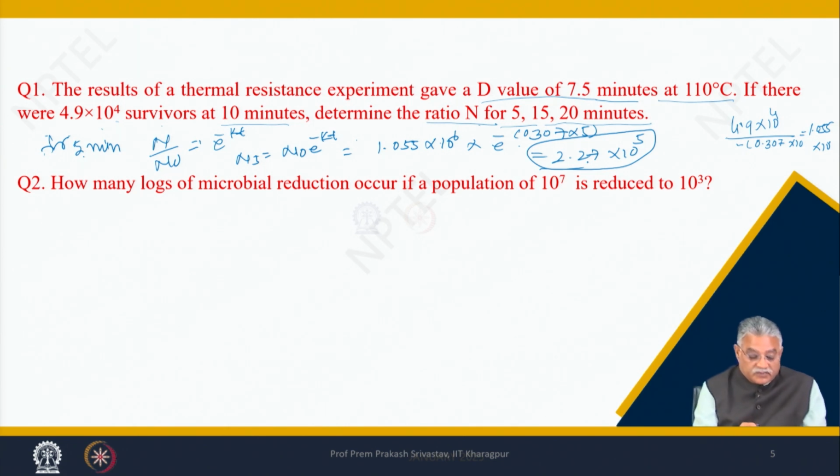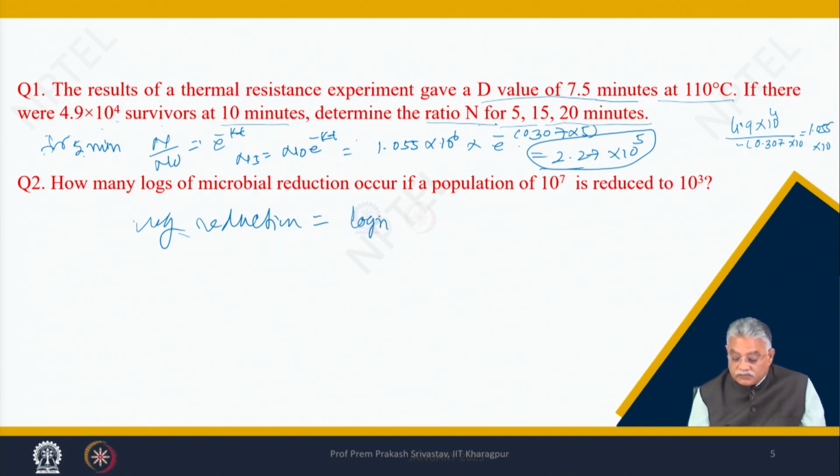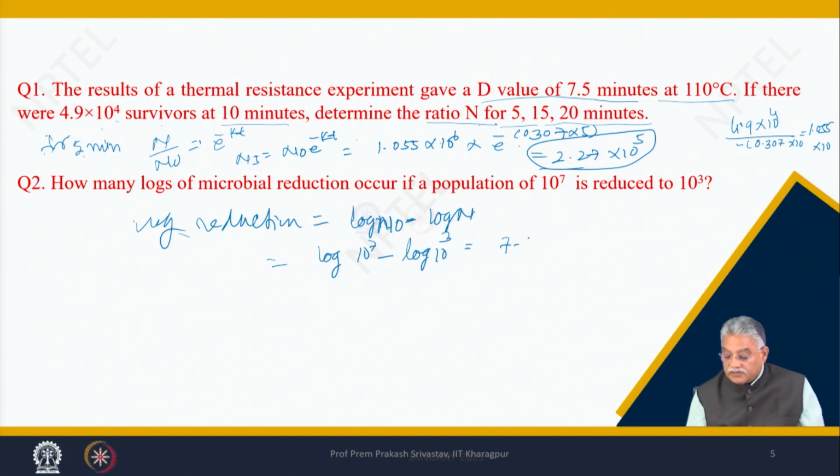And the question number 2, that is how many logs of microbial reduction occur if a population of 10 to the power 7 is reduced to 10 to the power 3. So, log reduction is equal to how much? That is log N0 minus log N, that is log 10 to the power 7 minus log 10 to the power 3, that is equal to 7 minus 3, that is 4. That is the answer.